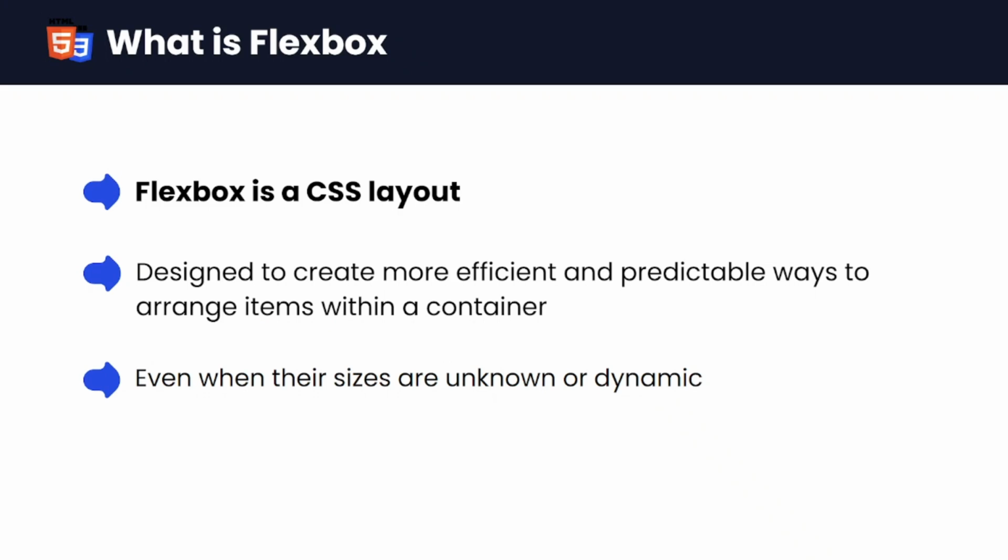Flexbox is a CSS layout and is designed to create more efficient and predictable ways to arrange items within a container or within our website in our case, and even when their sizes are unknown or dynamic. So the way it was normally done was by using what we call floats, and float was really terrible to use. I didn't use it that much before flexbox was introduced, but it was really stressful. And the funny thing is that people still use it in projects.